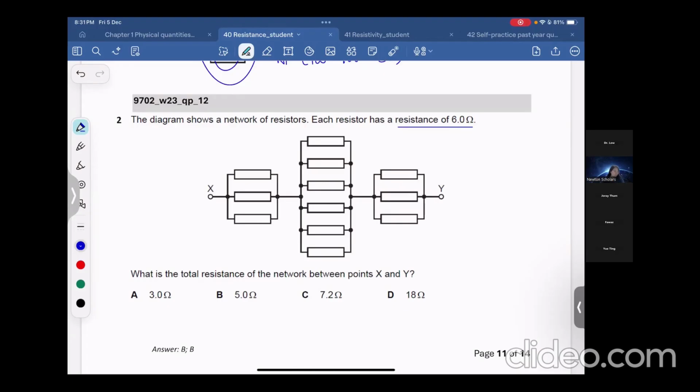Wow, very fast. Good job, Wesley. Correct. Vashini, correct.